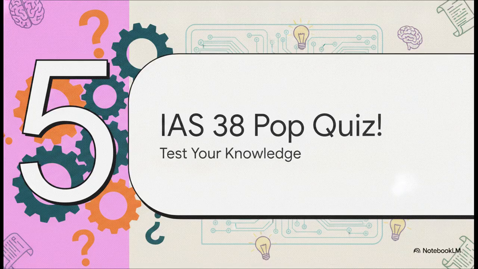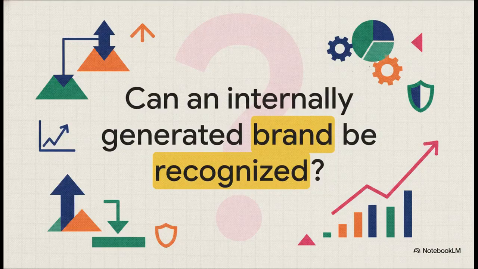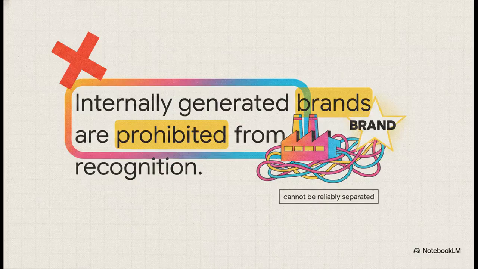Okay, it's time for Section 5, the IAS 38 Pop Quiz. All right, class, put away your notes. Time for a rapid-fire quiz to test what we just covered. First, think back to our core definition and those strict criteria. True or false, a company can recognize its highly successful, internally generated brand name as an intangible asset on the balance sheet. The answer is definitely false. IAS 38 explicitly prohibits capitalizing internally generated brands, mastheads, or customer lists. Remember, you just can't reliably separate those specific costs from the daily cost of running the business.